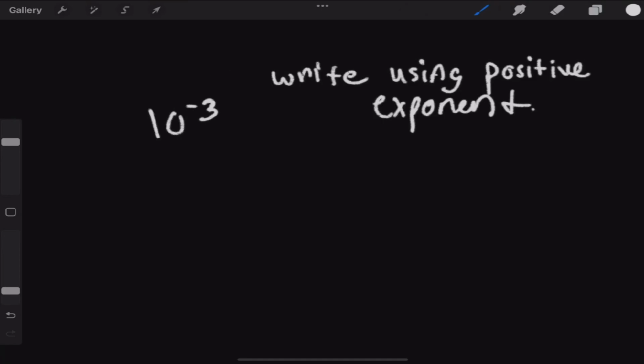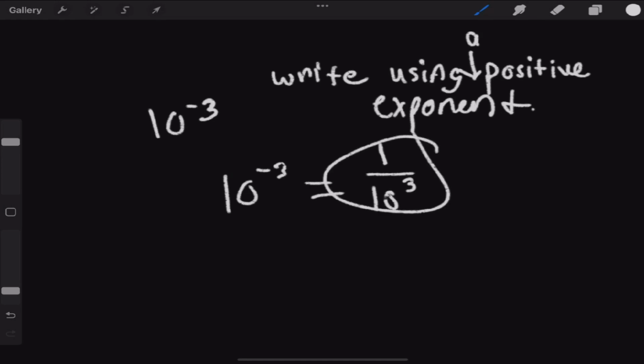So this is going to be our next problem. It says 10 to the negative 3rd. Write using a positive exponent. So again, this is our negative exponent rule, and whenever we see something like this, we are just going to flip it. So there you go, that'll be your answer. 1 over 10 to the 3rd. And that's literally it. I think that rule is probably one of the easiest on here, except for the 0 exponent. That one's pretty easy.